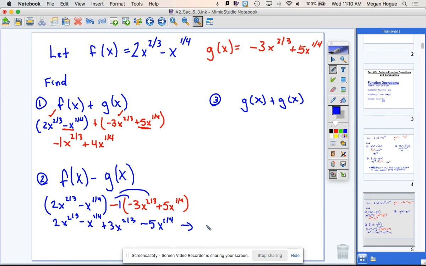And now combine like terms. So I've got 2x to the 2/3 and 3x to the 2/3. That would be 5x to the 2/3. I've got negative 1x to the 1/4 and negative 5x to the 1/4. That would be negative 6x to the 1/4.